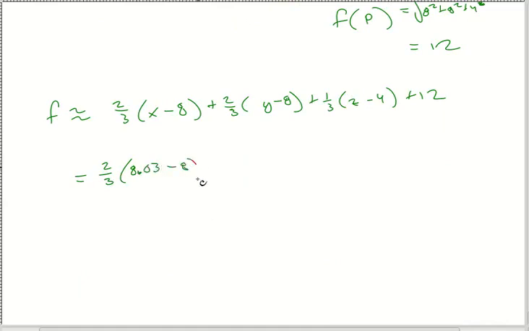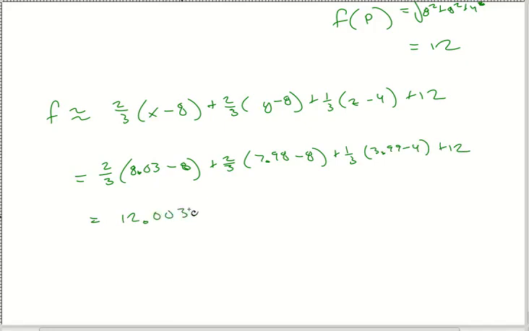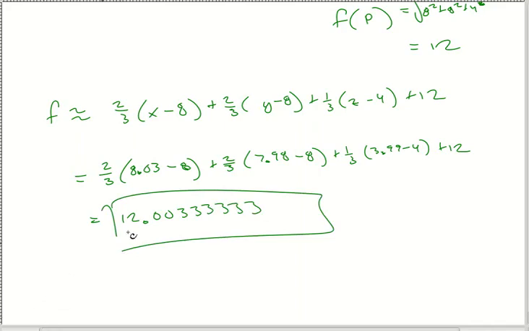Okay? So plugging in my new numbers, here we go: 8.03 minus the 8, times 2/3. This was 7.98 minus the 8. And then my Z, 3.99 minus the 4, plus 12. Calculator for sure, 12.0033333. I'm sure you can probably get a fraction out of it, but they wanted a decimal. There's your answer. We're done.